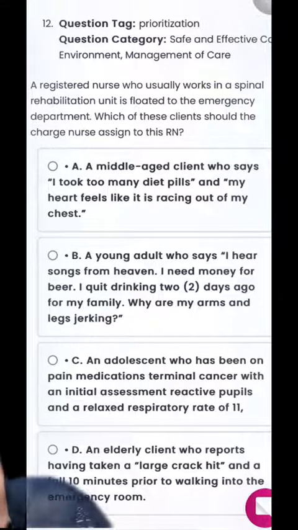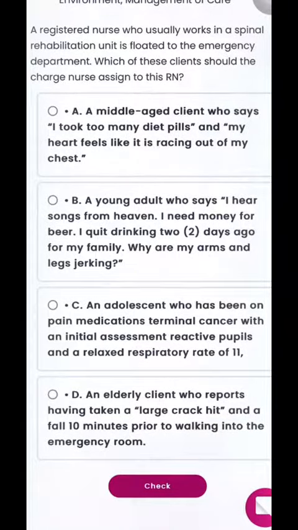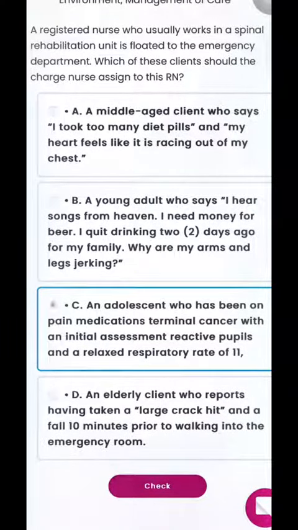And then an adolescent who's been on pain meds for cancer. Initial assessment is reactive pupils and a relaxed respiratory rate of 11. The bottom is an elderly client who reports taking a large crack hit and a fall 10 minutes ago.